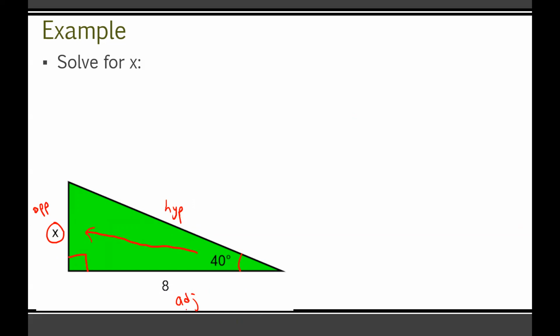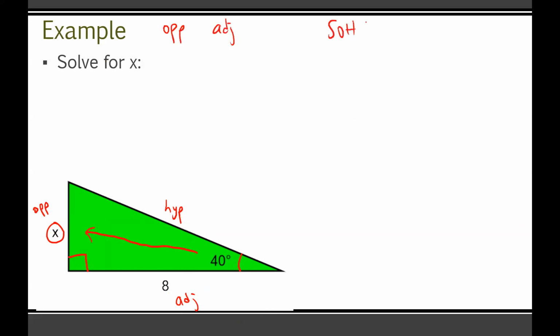So it's the adjacent. Adjacent is always the weird one. It's always the weird one to find. So if we're solving for x, let's just try to figure out what we've got and what we can use. Since we're looking for the opposite side and we have the adjacent side, we'd like to use a trig ratio that uses both the opposite and the adjacent.